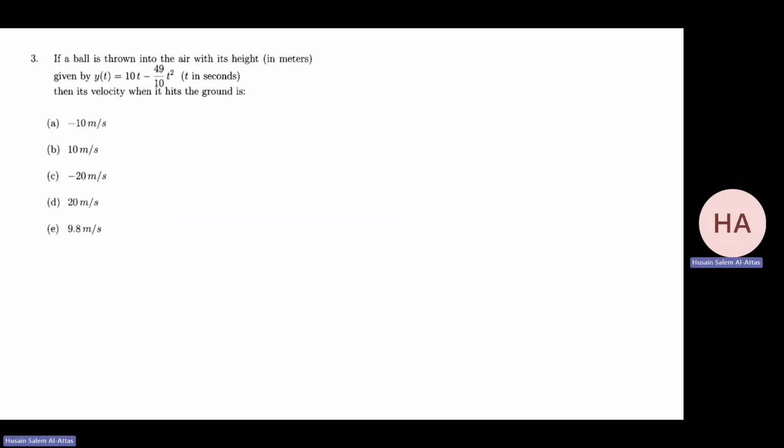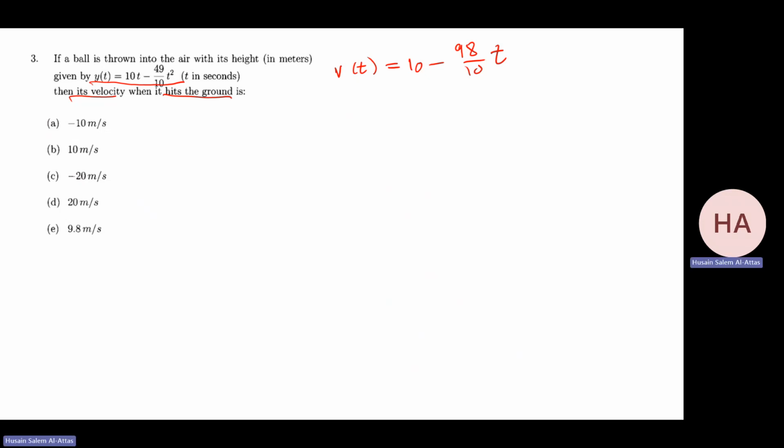Okay. If a ball is thrown into the air with its height, this is the position function, then find its velocity when it hits the ground. I need to find v at t. Can do it using the formula. It will be 10 minus 9.8 over 10t. We'll do it also the long way.